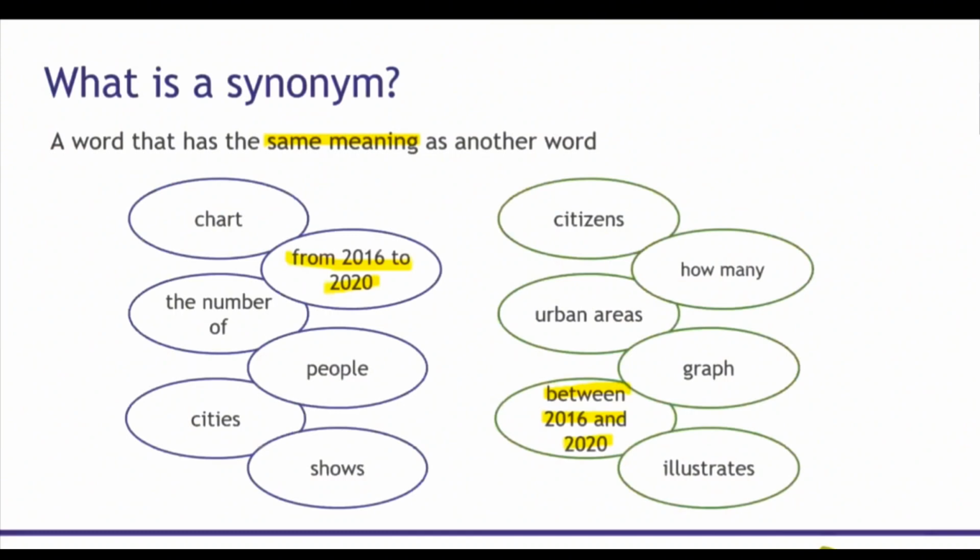So now you're going to have a go. If you look at the first question below this video on your screen, you will see the word chart. Now, what I'd like you to do is look at the options and choose from the selection of words in the green bubbles on the right, choose the synonym for the word chart. I'd like you to do that now, and I'm going to give you 10 to 15 seconds to do so.